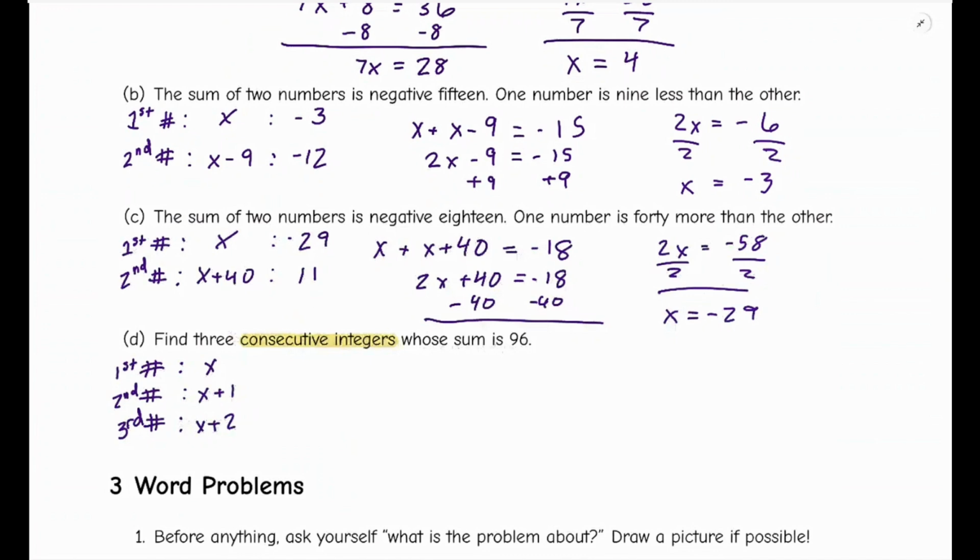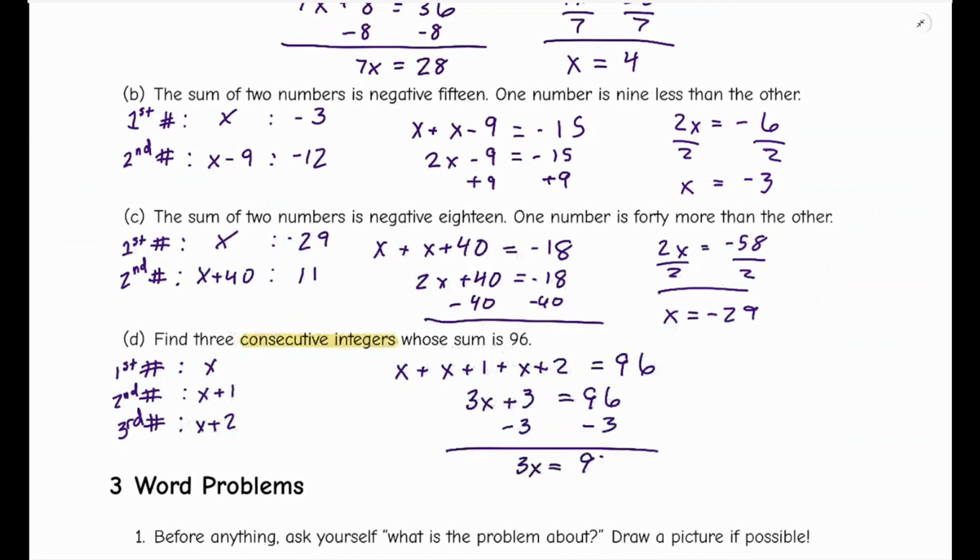Now I'm told the sum of these three numbers is 96. So that would be x plus x plus 1 plus x plus 2 is 96. Combine like terms. Subtract 3 from both sides. Divide by 3. We get x equals 31. So our first number is 31. Our second number then would be 32. And our third number would be 33. That's it for this part of the video.